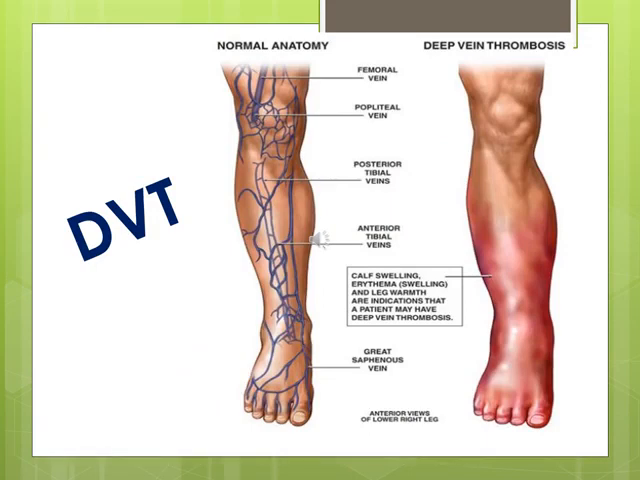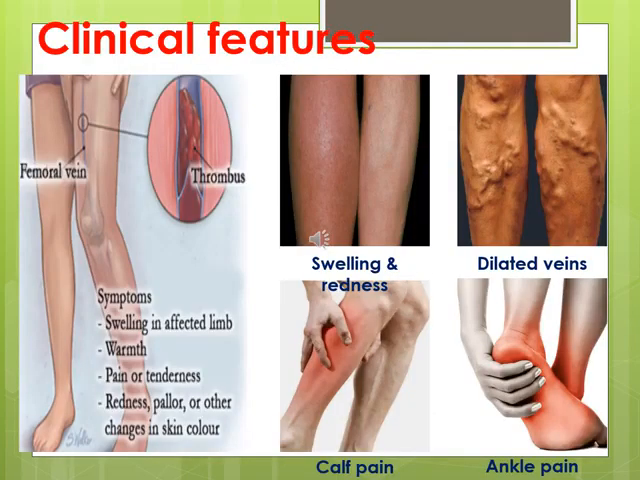Another general post-operative complication is DVT. DVT means calf swelling with erythema and leg hotness. That's an indication the patient has deep vein thrombosis. The deep vein thrombosis can happen in the deep veins, including the femoral vein, popliteal vein, posterior tibial vein, and the anterior tibial vein. In addition to the previous clinical features, the patient may present with calf pain, ankle pain, and dilated veins.